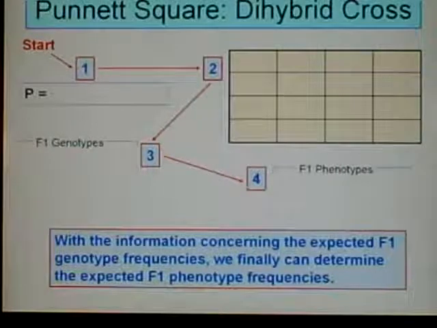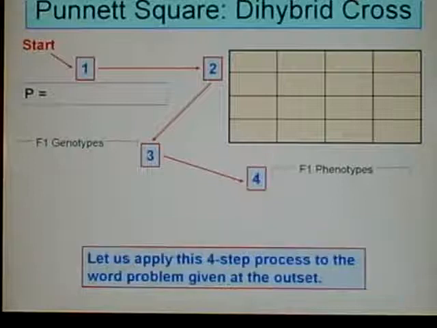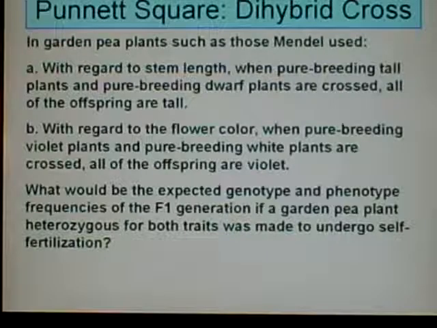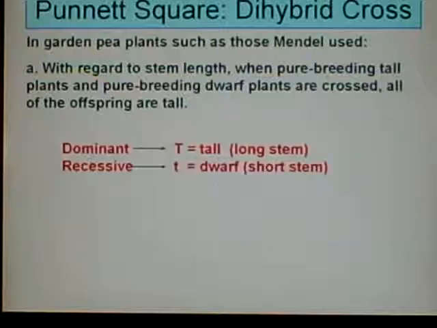This will be a pattern that we'll follow, and we'll stop as we complete each step and get a high-level view of where we are in the process. So let us apply this 4-step process to the word problem given at the outset. 1. We start by determining the cross for the parent generation, that is, the genotypes of both parents. There's the complete word problem. Next, we'll break it down into parts to see what information we can obtain from it.